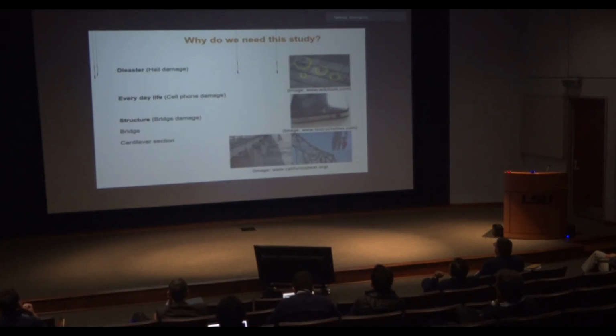So here, the first slide is basically showing you the motivation. So why do we need this study? As we can see, we have cell phones, right? If a cell phone falls down, it can break and generate fractures. So can we predict that? Also, if you look at the bridges, right? How can you predict the bridge fracture propagating over time and the loading conditions? So can we use deep learning to predict that?